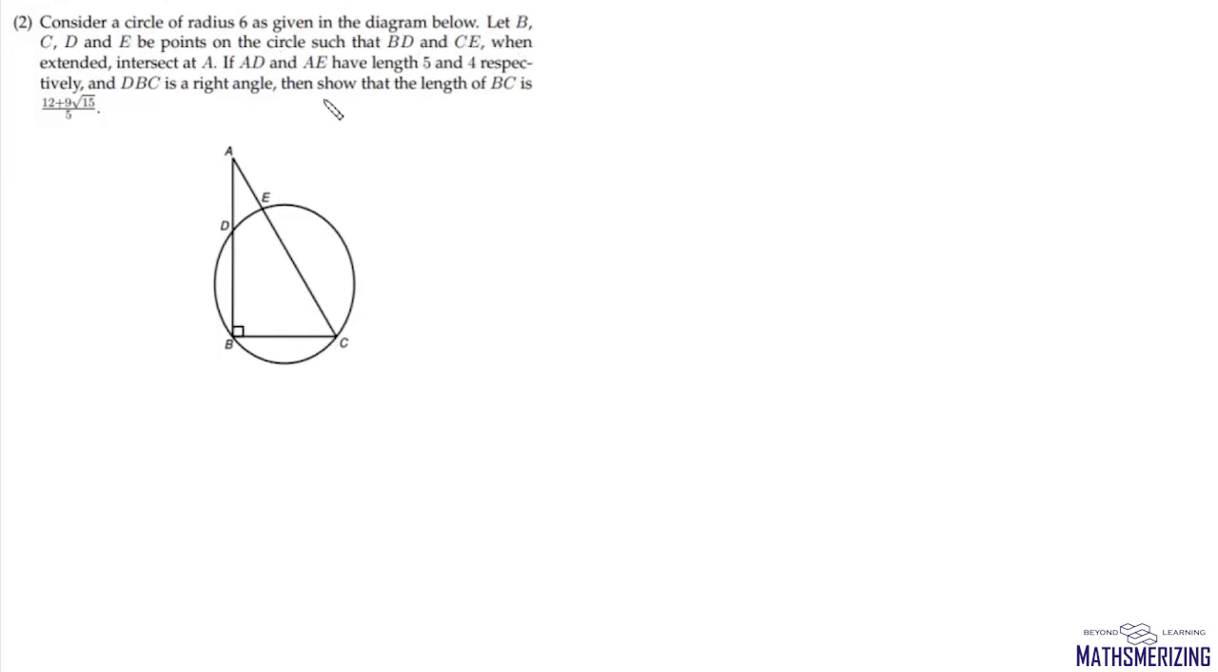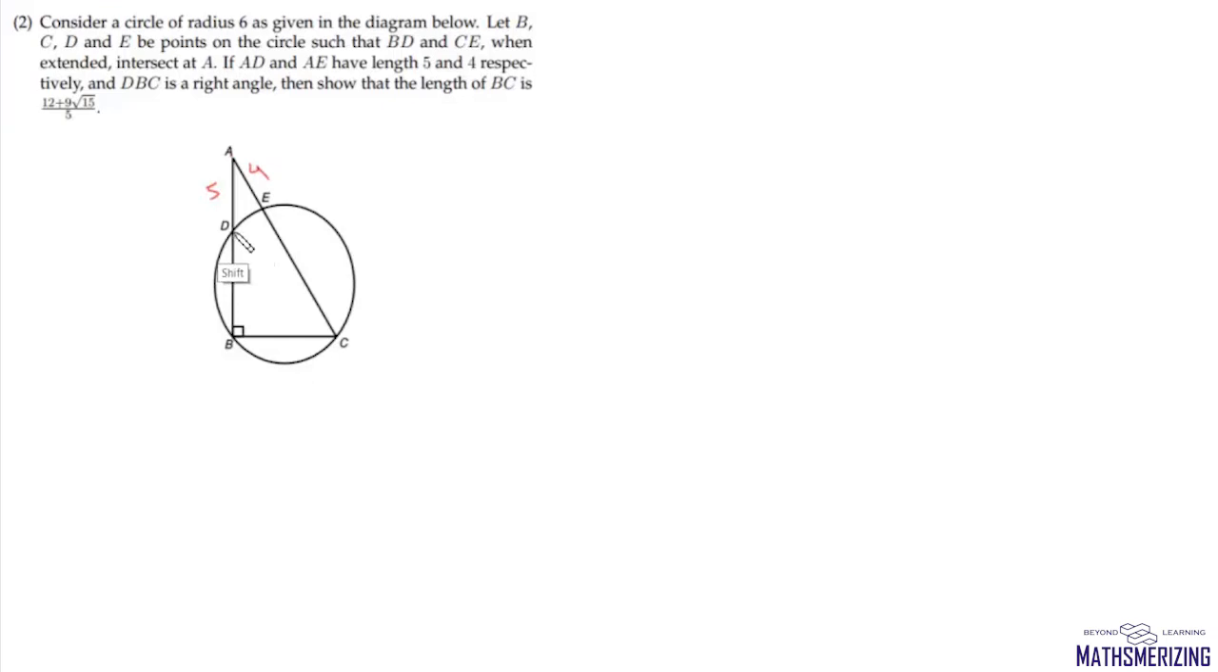Now question number 2 is, consider a circle of radius 6 as given in the diagram below. Let B, C, D and E be the points on the circle such that BD and CE, when extended, intersect at this point A. If AD and AE have lengths 5 and 4 respectively, so this AD is 5 and AE is 4, and DBC is a right angle, then show that the length of BC is (12 plus 9 root 15) by 5.